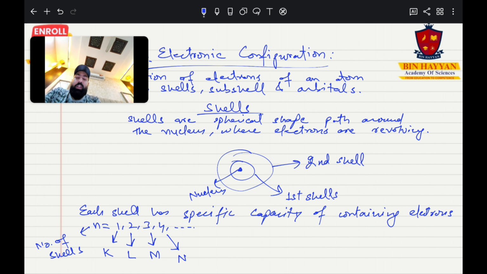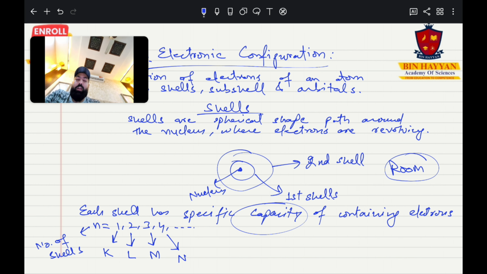Now we are discussing the capacity. What is the capacity? Each shell is considered as a room. You can say each room has a specific capacity of people who can stay in the room. Same like that, the shell has a specific capacity for electrons. The first K shell has a capacity of 2 electrons, the L shell has a capacity of 8 electrons, M has a capacity of 18, and N has a capacity of 32.